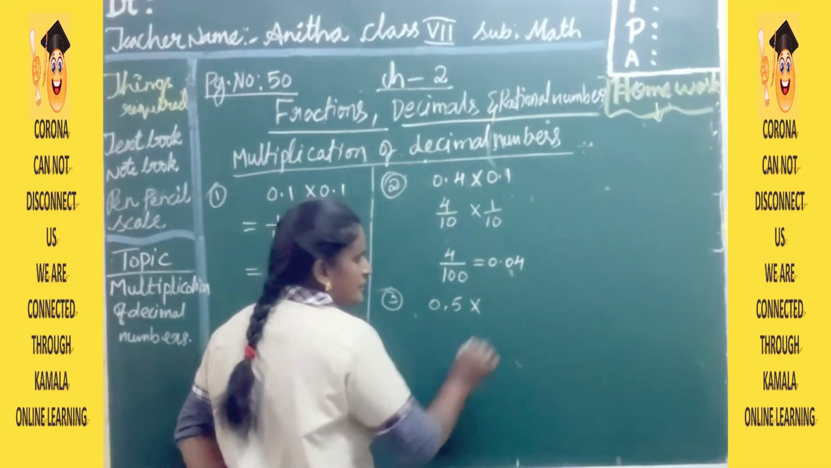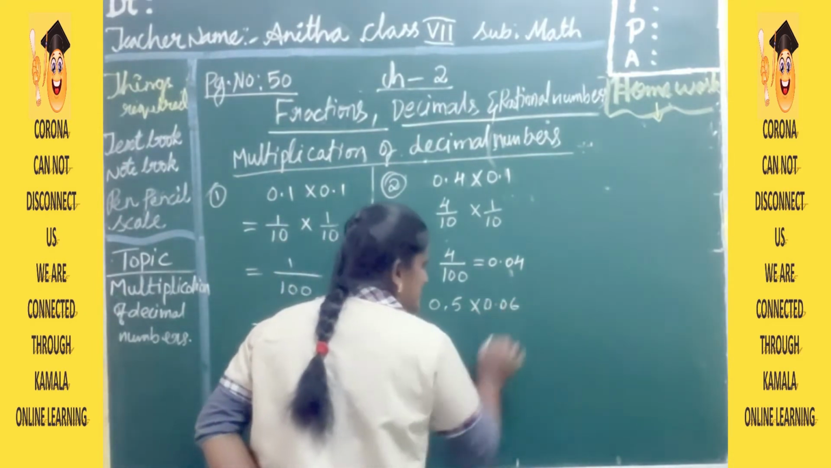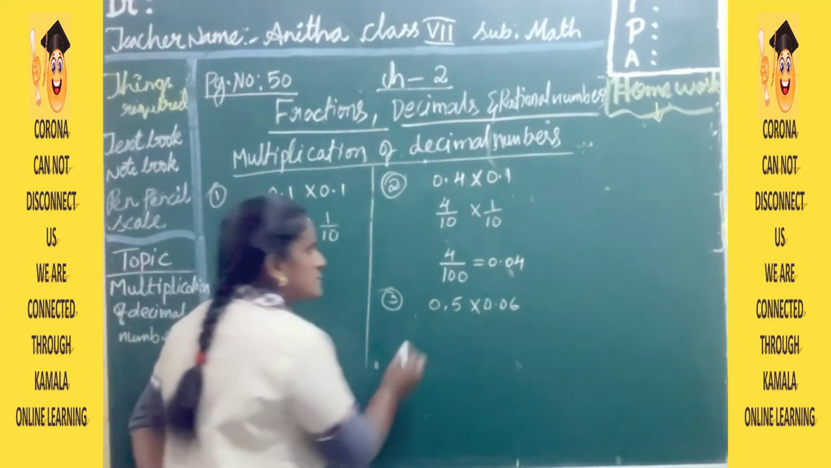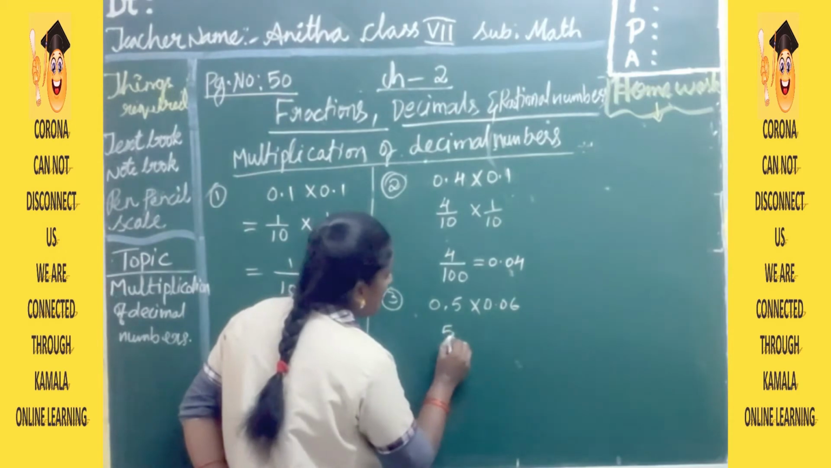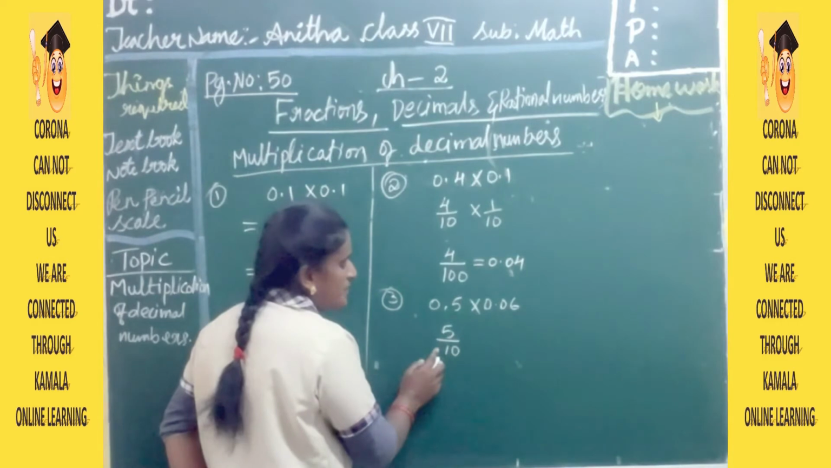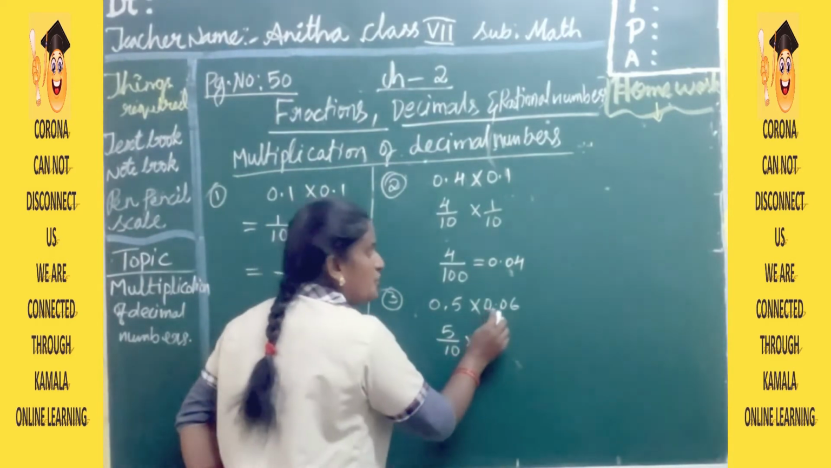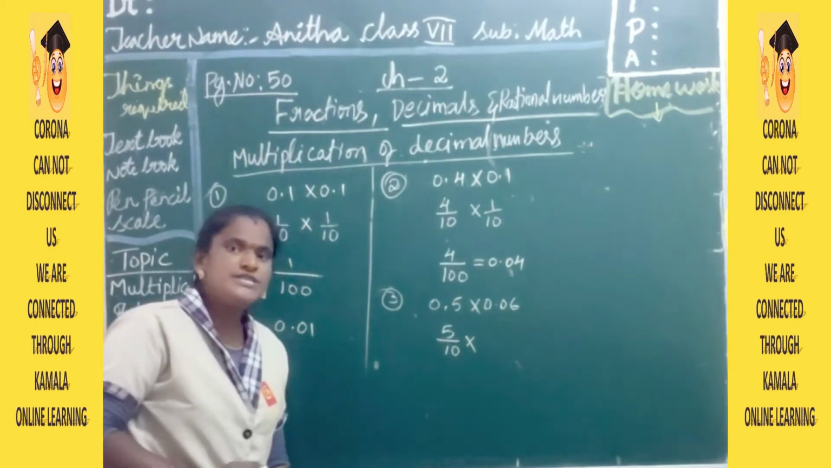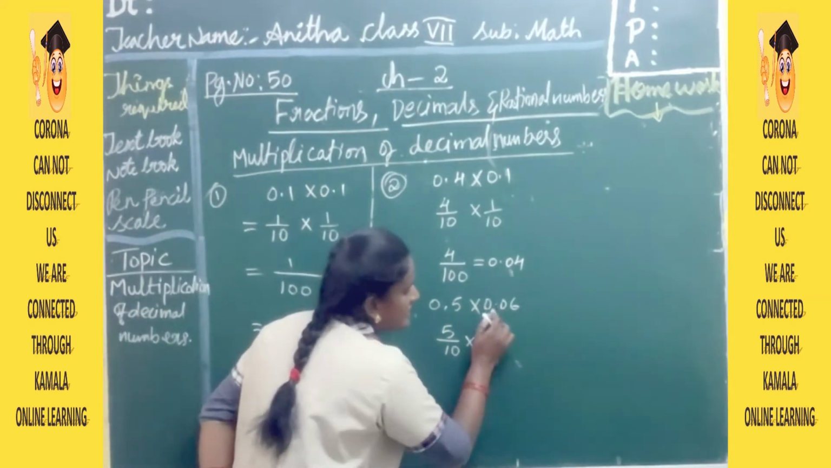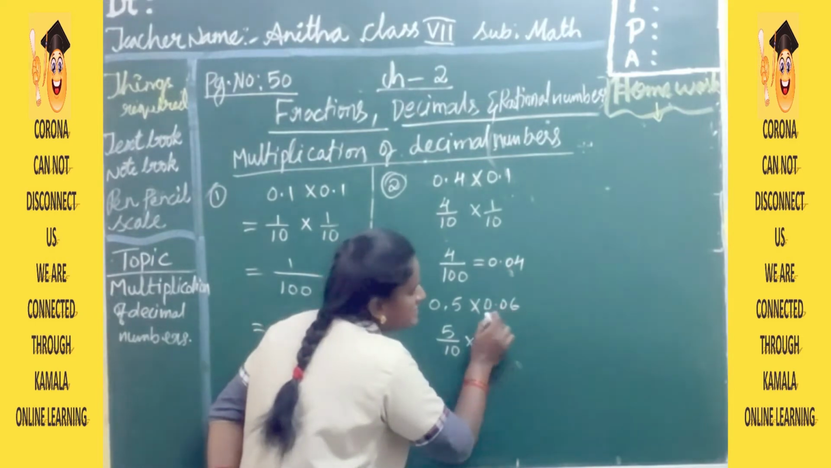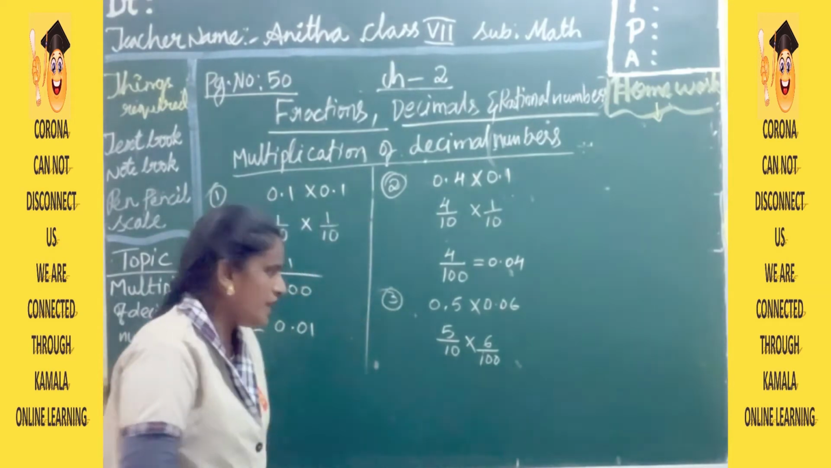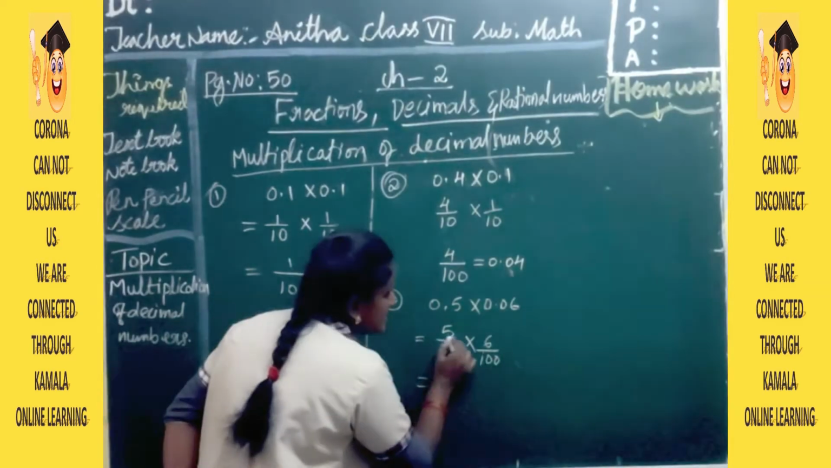0.5 into 0.06. 0.5 can be written as 5 by 10, yes or no? 0.5 can be written as 5 by 10 into 0.06. 0.06 can be written as 6 by 100, because after the point, how many decimals are there? 1, 2. That's the reason for 100. Next, 5 sixes are 30.